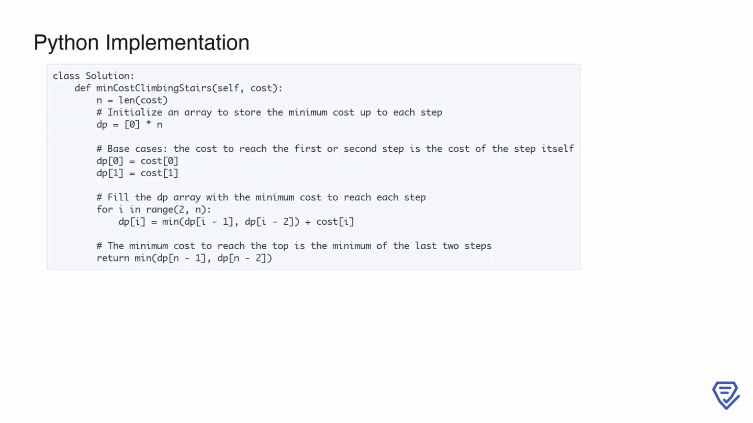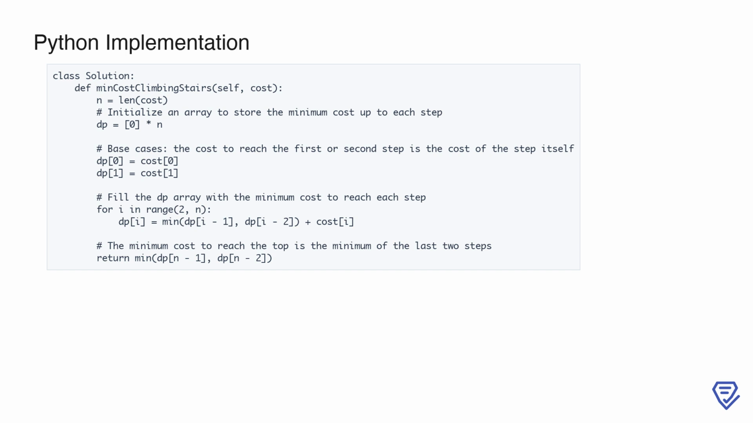This solution employs dynamic programming to efficiently solve the min cost climbing stairs problem. The key idea is to calculate the minimum cost to reach each step iteratively, using the results of previously computed steps. The function min cost climbing stairs starts by initializing an array dp of size n, where n is the length of the input list cost. This array will store the minimum cost required to reach each step. The base cases are straightforward. The cost to reach the first or second step is simply the cost of those steps themselves, which is stored in dp[0] and dp[1], respectively.